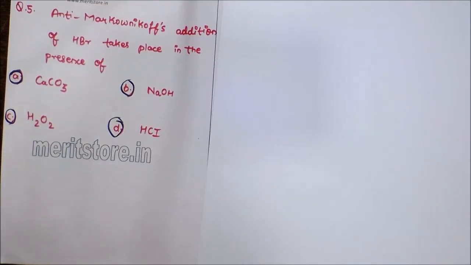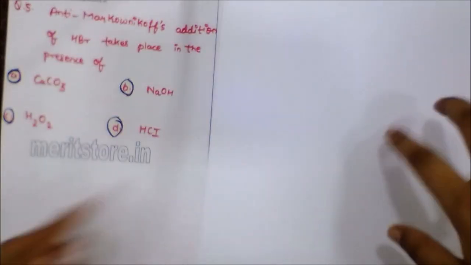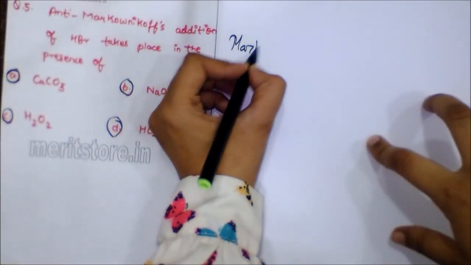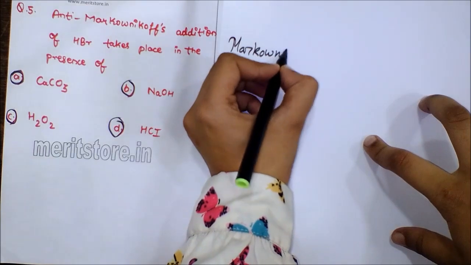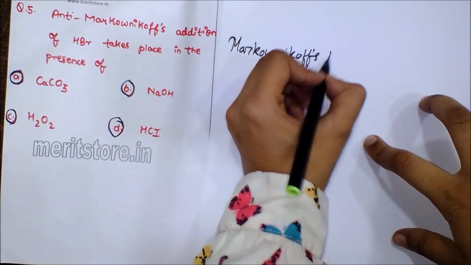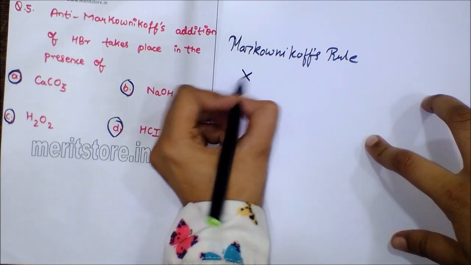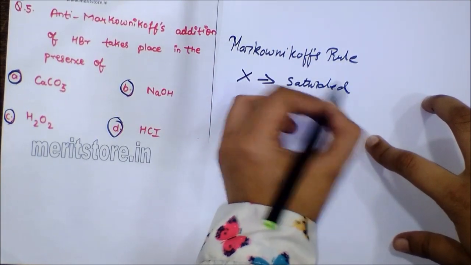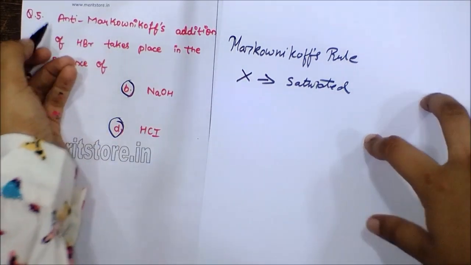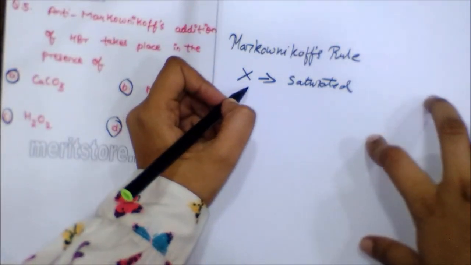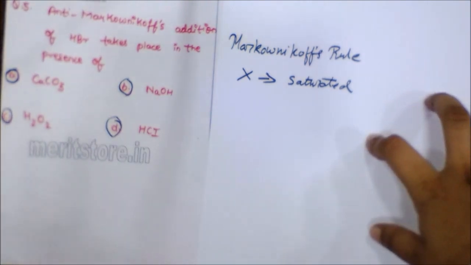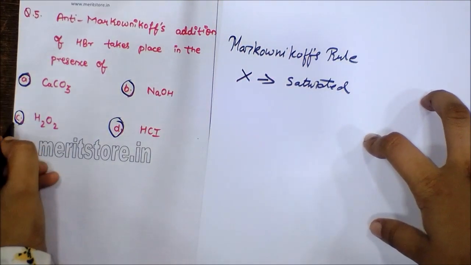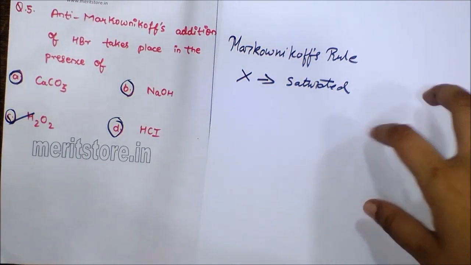Question 5. Anti-Markovnikov's addition of HBr takes place in the presence of. So in Markovnikov's rule, we had the halogen attached to the most substituted carbon, but in anti-Markovnikov's rule, the halogen will be attached to the less substituted carbon, and all of this happens in the presence of H2O2. Therefore option C, H2O2, is my correct answer.